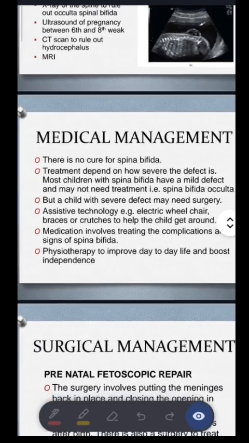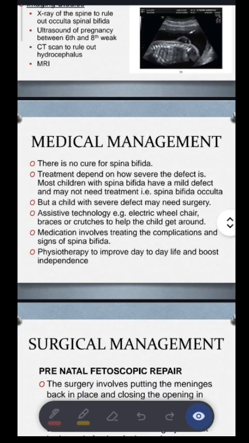Then coming to the medical management, there is no cure for spina bifida. Treatment depends upon how severe the defect is. It is very important to know that. Most children with spina bifida have a mild defect and may not need treatment. An example of that is spina bifida occulta.